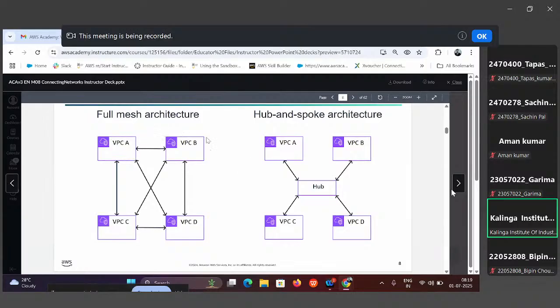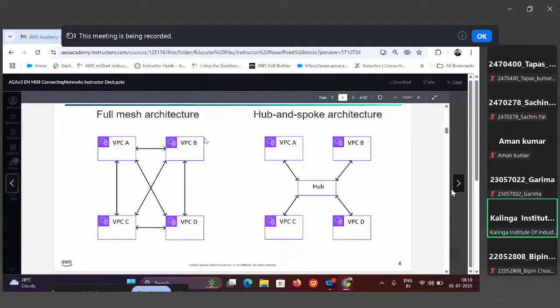Like, VPC A and VPC B are connected, and VPC B is not responding. No problem, you can connect to VPC D or VPC C. Or if D is not responding, you can connect to B, C, right? That way you can have communication, or you can connect to that VPC through a different VPC also. That is possible. So this type of connection is called a mesh architecture, right?